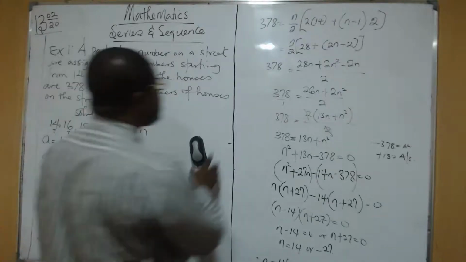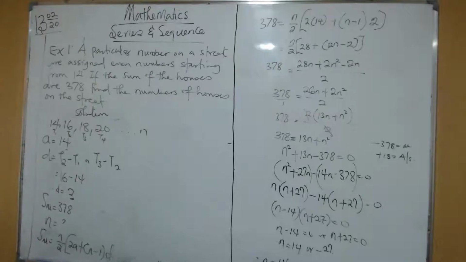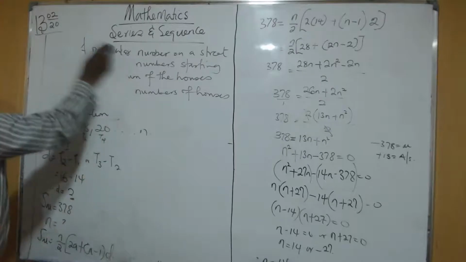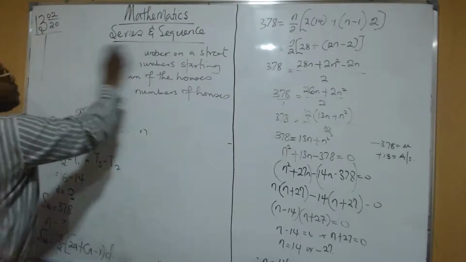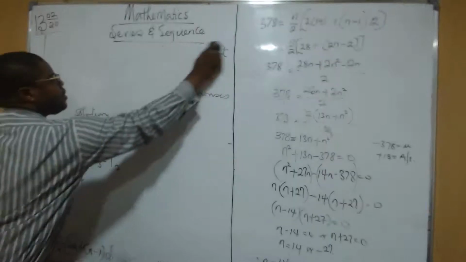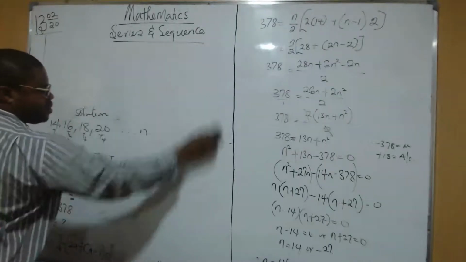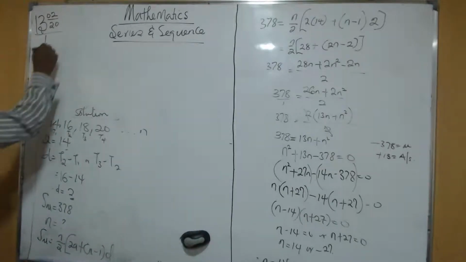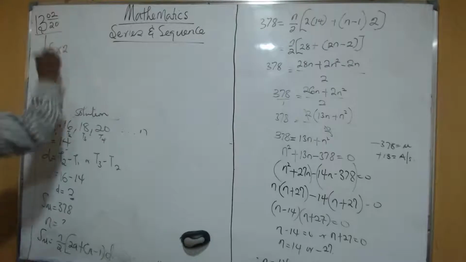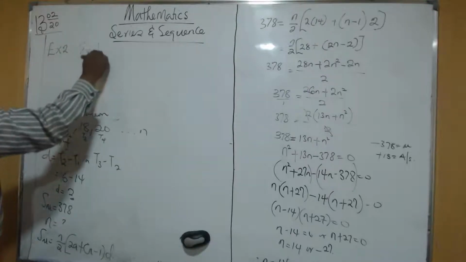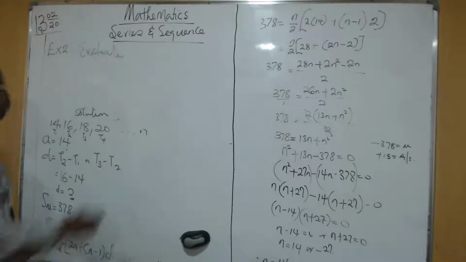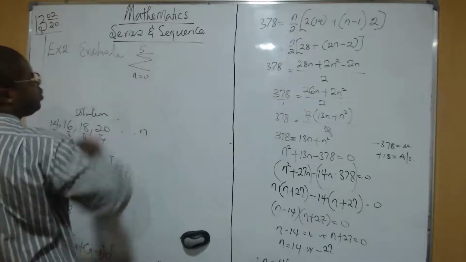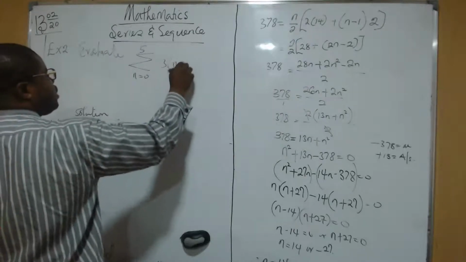Then, having known that, we're going to see example number 2. Example number 2 says: evaluate 5 summation, N equals to 0, 3 bracket N minus 1.